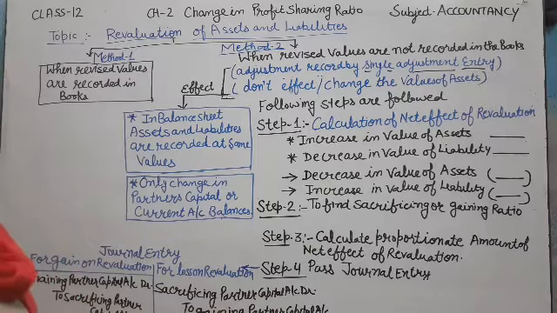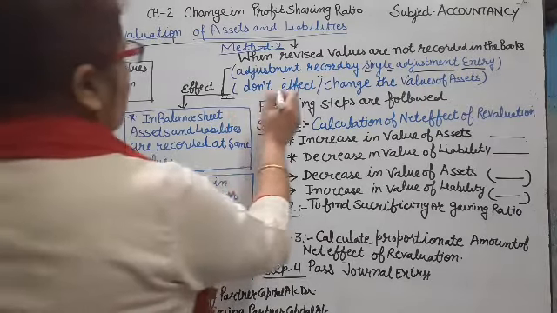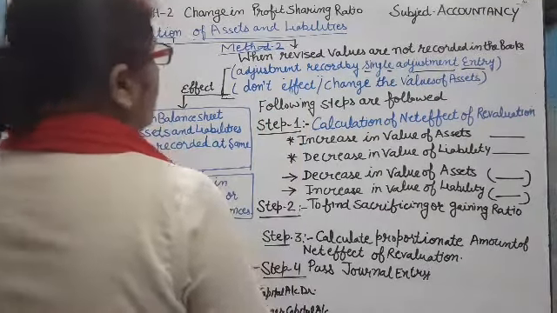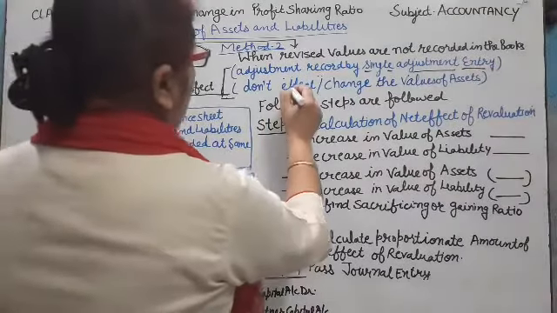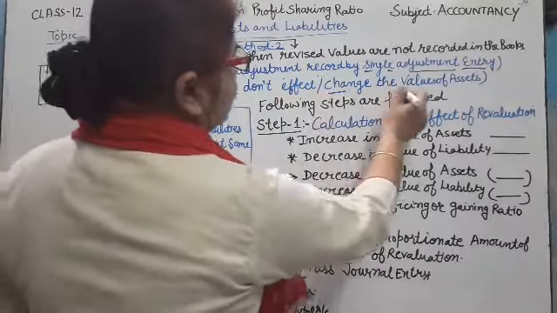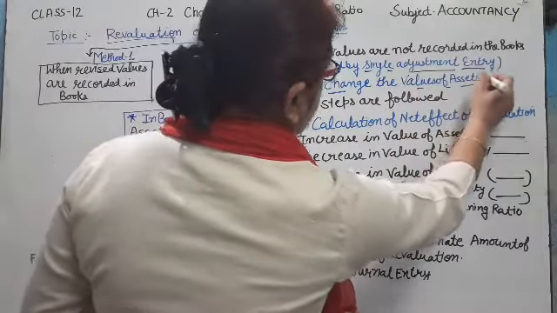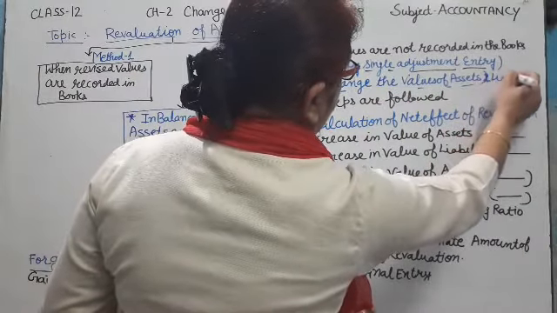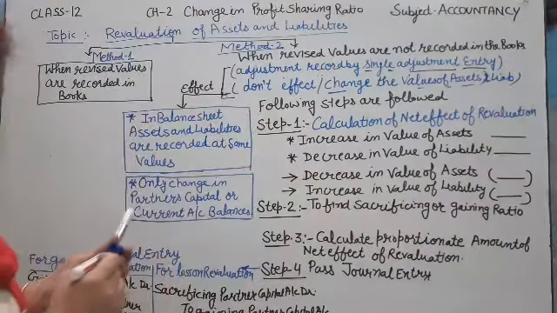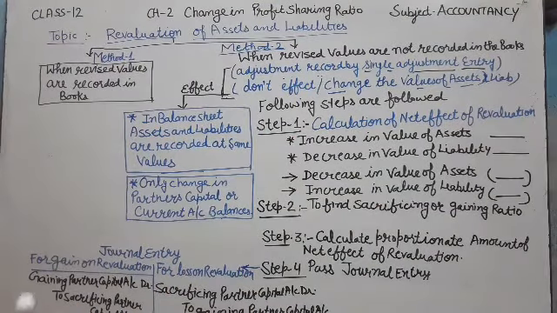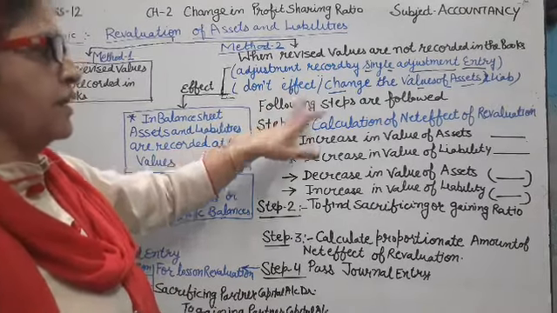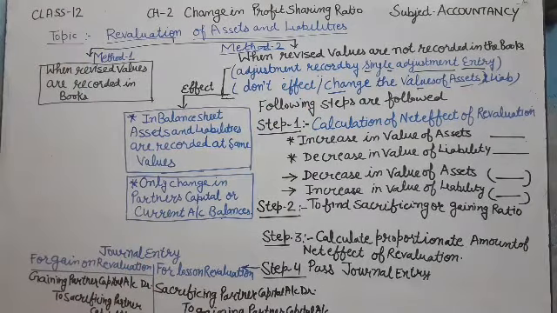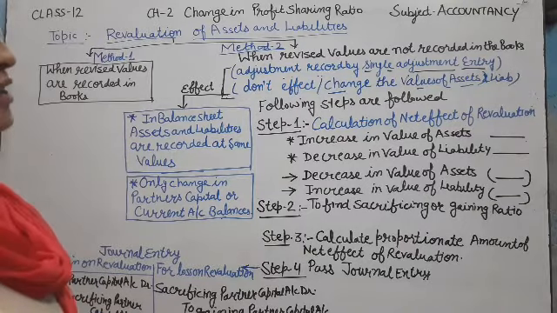And the second indication point is "don't affect." That means they do not want to affect their balance sheet. Don't affect or change the value of assets and liabilities. So these are the indicating points in the question by which you use the second method. And in this method revised values are not recorded in the books.